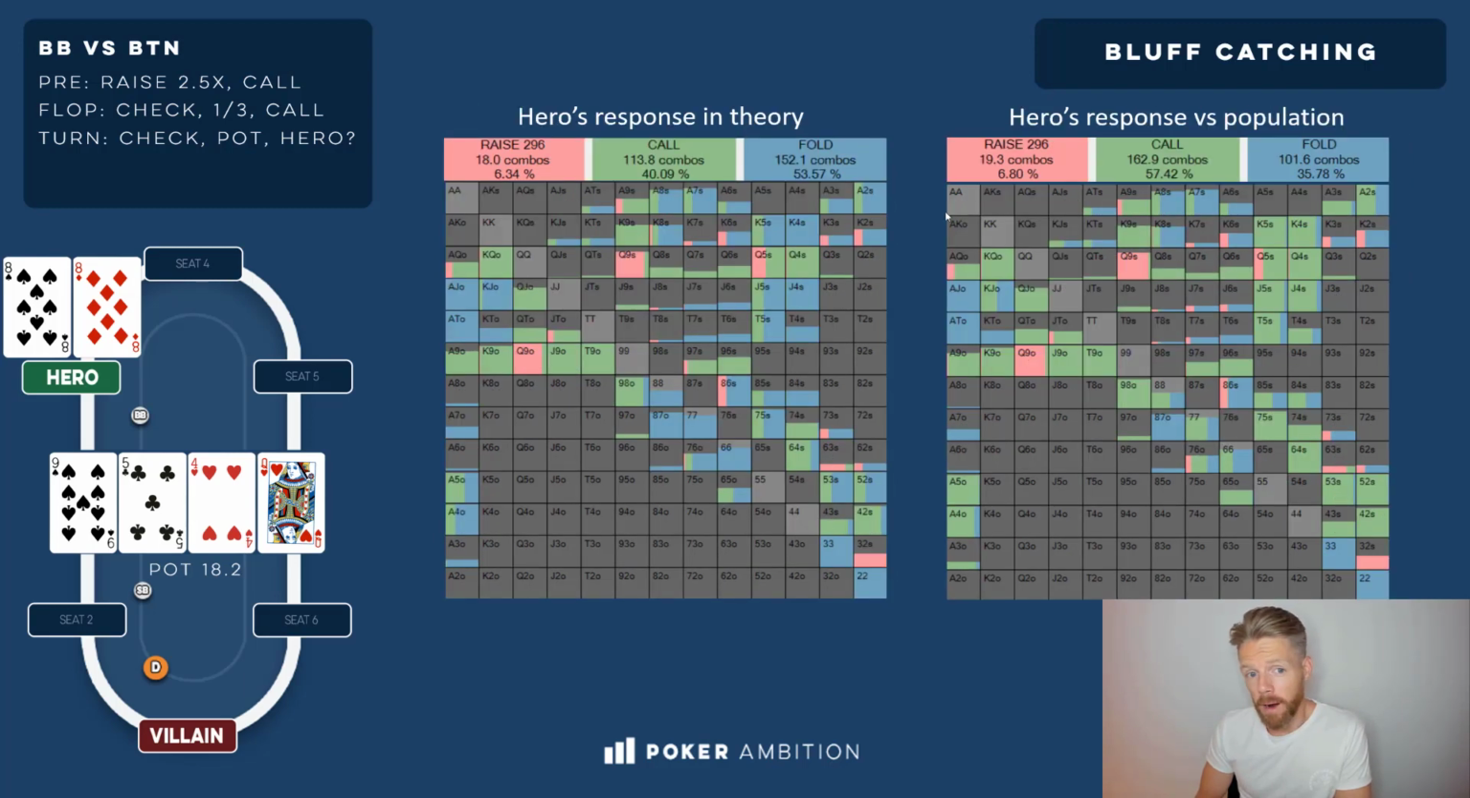Then if we compare the response that we had in theory, which was to fold 53%, with the response that we should have in practice, so versus the population, we can clearly see we should not be folding 53%, because the player in position is barreling more often than he should. Therefore, we should fold less often than in theory.